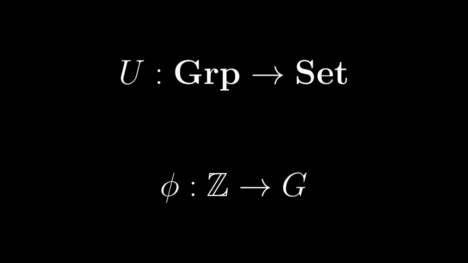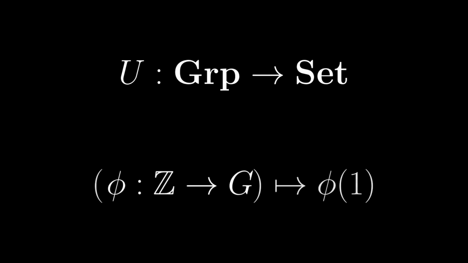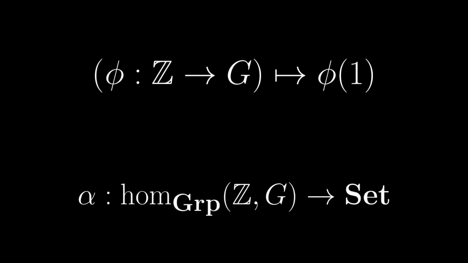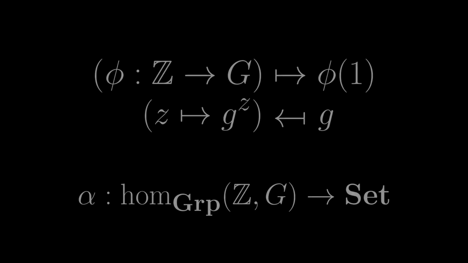However, we're free to pick the image of 1 in Z, which also determines the rest of the map due to the cyclic nature of Z. This suggests that we send each homomorphism to its determining value at 1, and this mapping defines the components of the natural transformation alpha. This map is also inverted by sending each element of G to a map that sends integers to that power of G.